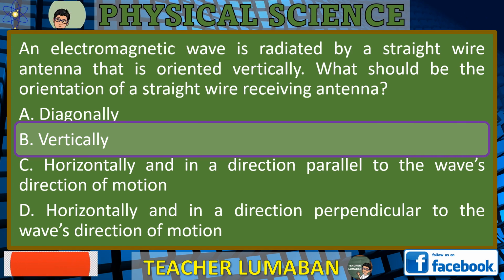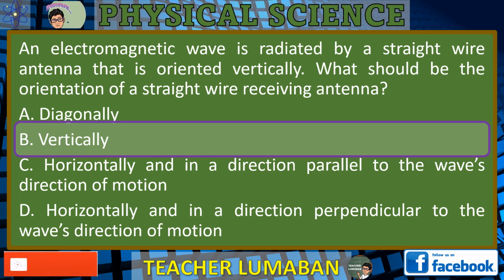Patayo. Explanation: when an electromagnetic wave is radiated by a straight wire antenna that is oriented vertically, the receiving antenna should also be oriented vertically to effectively capture the signal. This is because electromagnetic waves have an oscillating electric field and a perpendicular magnetic field. When a vertically oriented antenna is used for transmission, it generates an electromagnetic wave with a vertically polarized electric field. To receive this wave effectively, the receiving antenna should be oriented in the same vertical direction to maximize the capture of the electric field component of the wave.